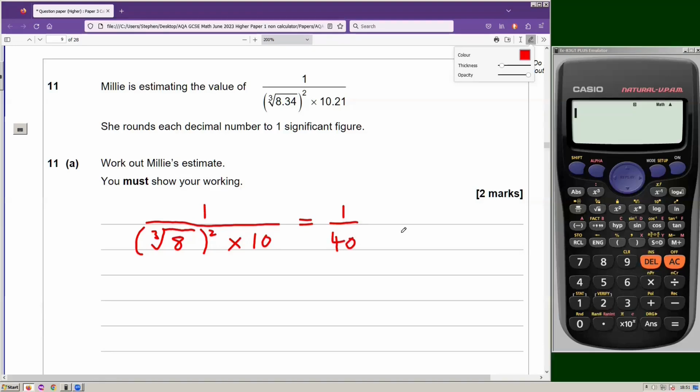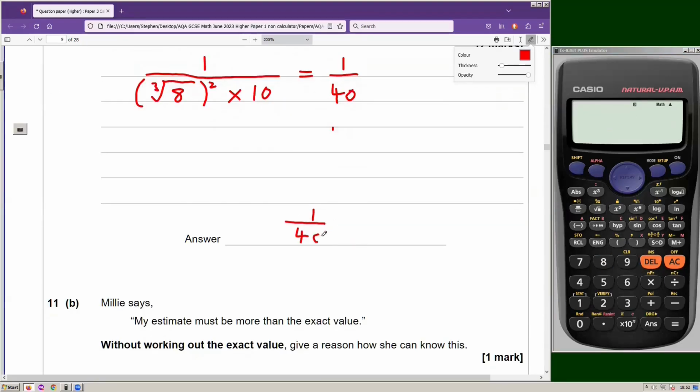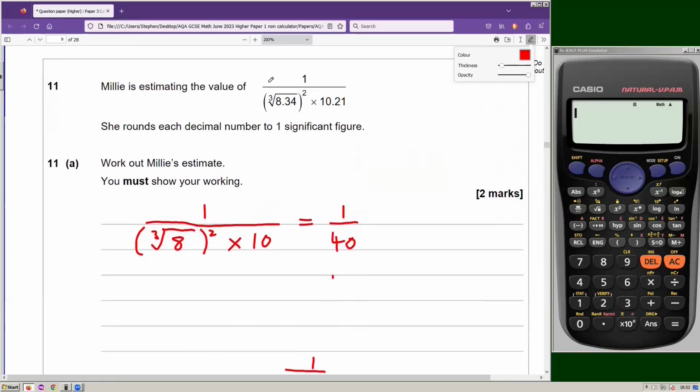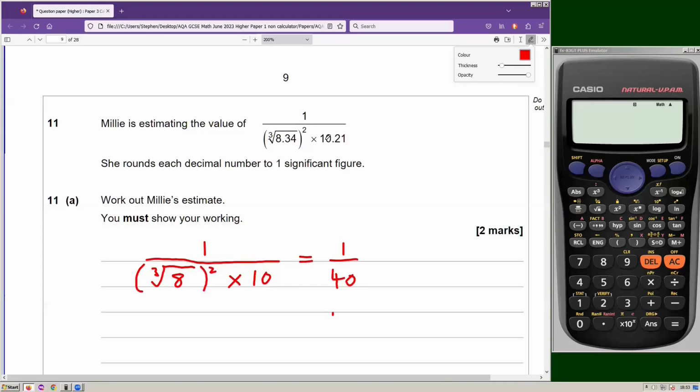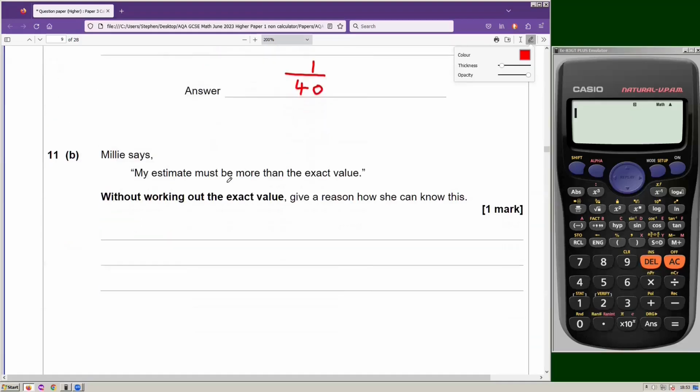We can check it on the calculator. One over 40. Millie says my estimate must be more than the exact value. Without working out the exact value, give a reason how she can know this. Well, in each case you round down. A smaller number on the divisor will always give a larger number result. So I'm going to say that.